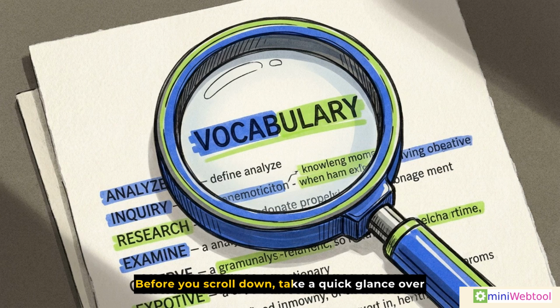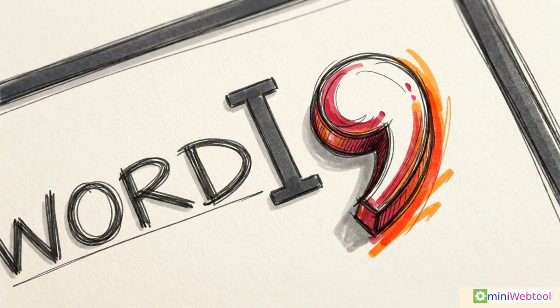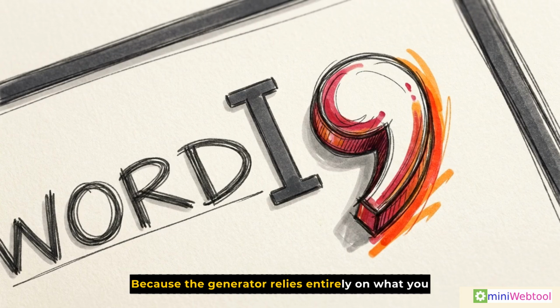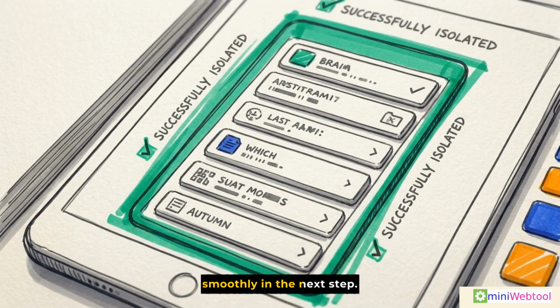Before you scroll down, take a quick glance over your list to ensure every word is spelled correctly and separated by a single line break or comma. Because the generator relies entirely on what you paste into this box, strictly isolating your data right now guarantees your puzzle will function smoothly in the next step.